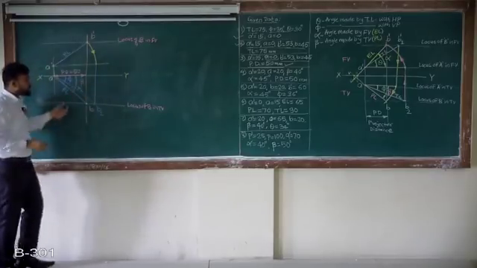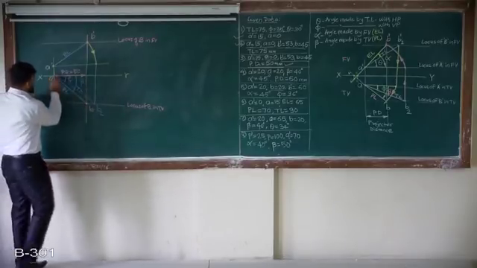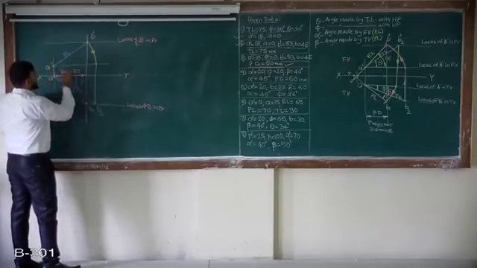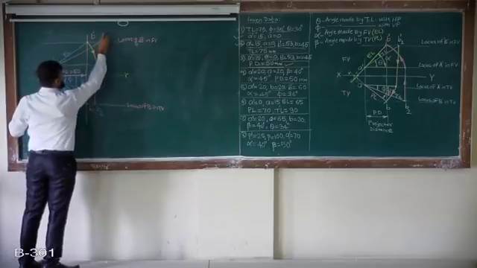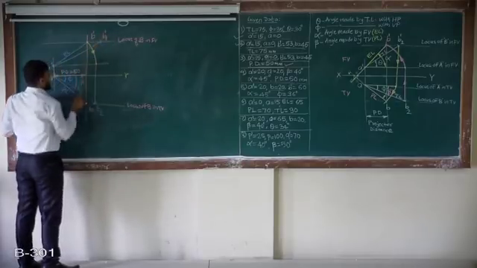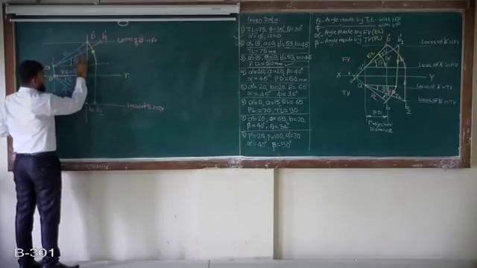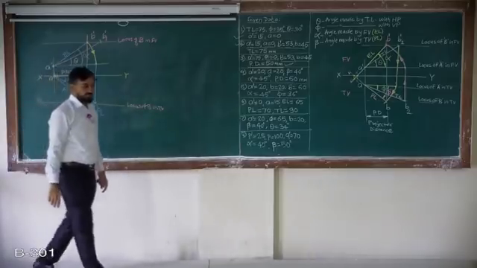Once I know the true length, it remains the same in all the views. So I take this true length in the compass, A to B2 distance, and mark it from A dash on this line. This point is B1 dash. So this angle is the true angle theta. This angle is alpha. So problem done.